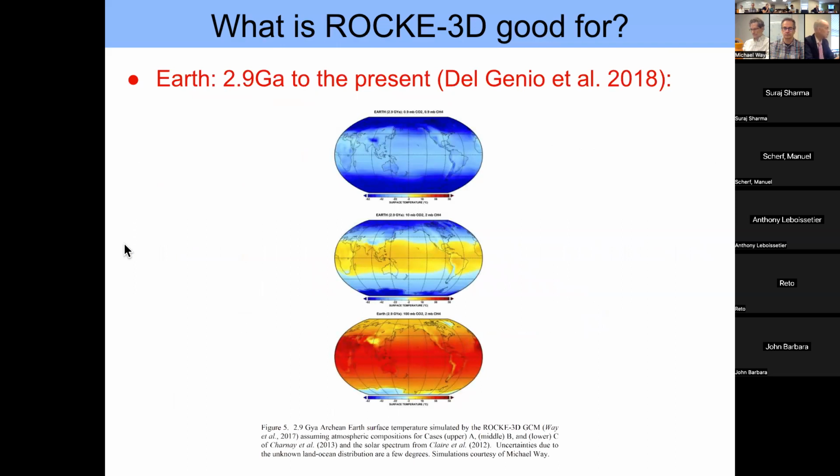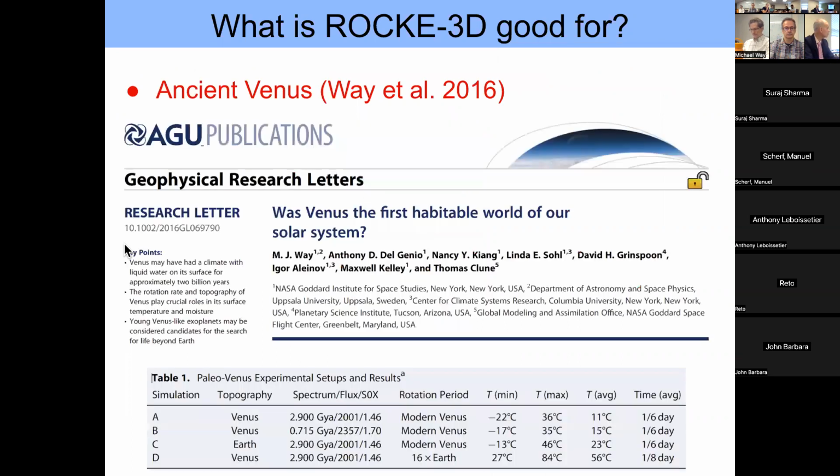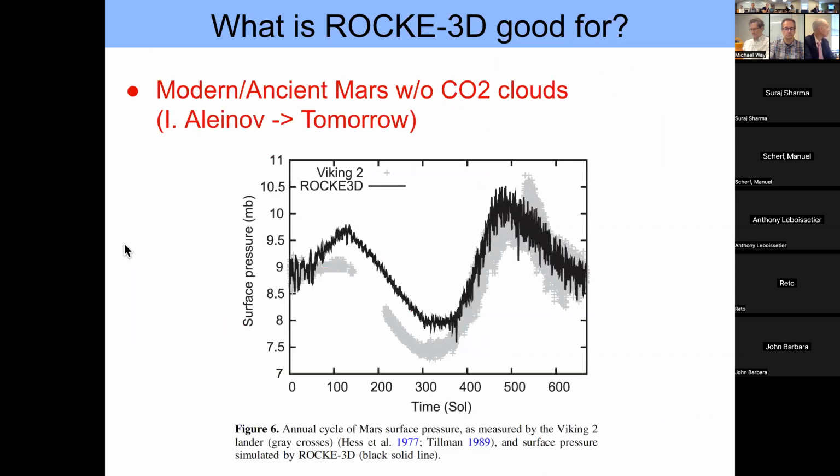So some of the things we have used the model for are things like ancient Earth. So going back to 2.9, or in this case, this is a work by my predecessor, Tony Del Genio, in 2018, although we've even done simulations back to 3.8 or 4.2 billion years ago. We've done some ancient Venus things. This is one of our more infamous papers, or notorious papers, take your pick, where we have simulated what an ancient habitable Venus might have been like.